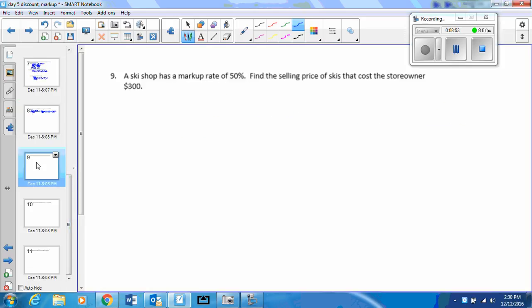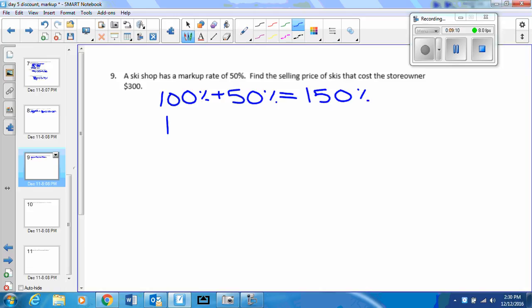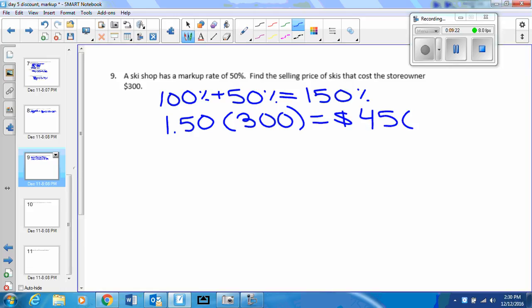Number 9, a ski shop has a markup rate of 50%. Find the selling price of skis that cost the store owner $300. So markup, I would add to 100. So 100% plus 50% would be 150%. Change that to a decimal. Multiply by 300. So the rate, including markup, the amount would be $450.